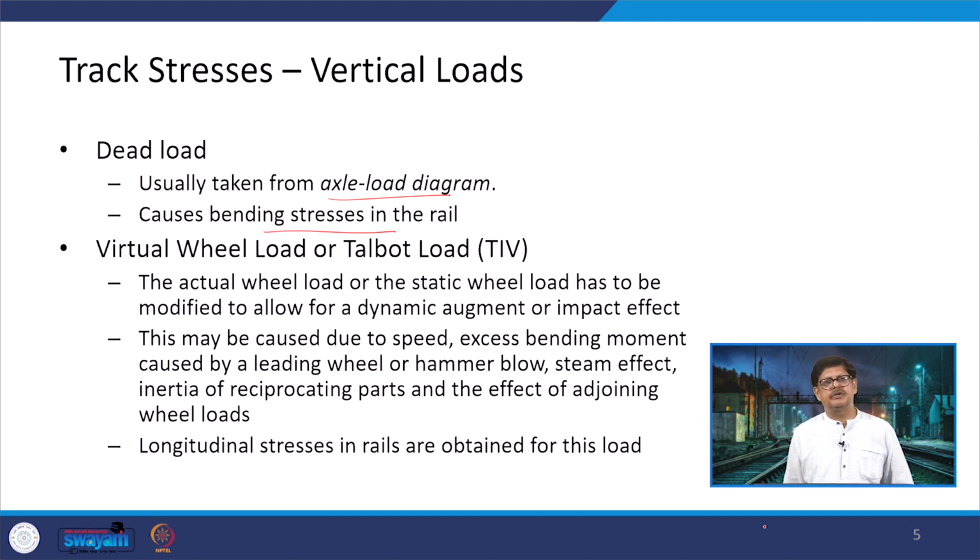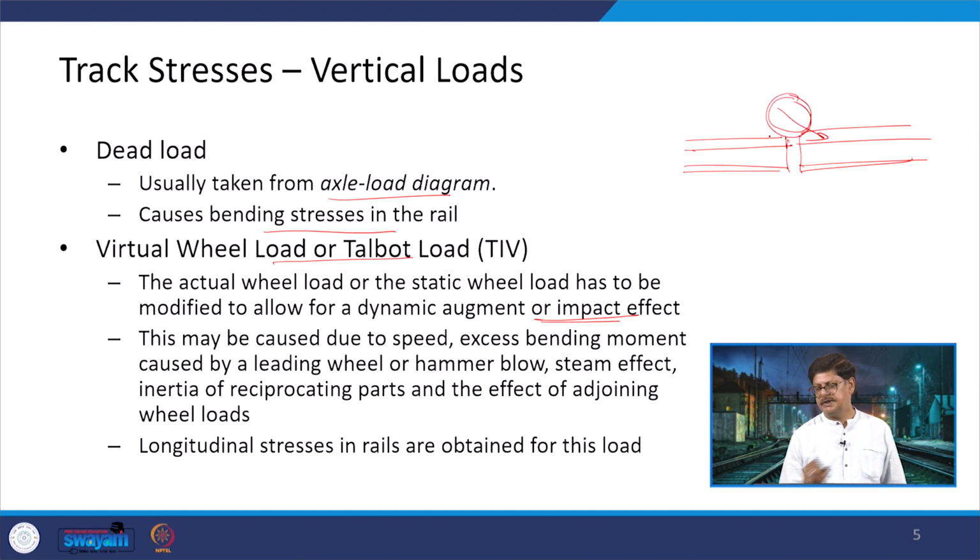The other thing is the virtual wheel load or the hammer blow load, which is basically a dynamic augmentation here. Now, what is this dynamic augmentation? It is the actual wheel load, or the static wheel load, that has to be modified to allow a dynamic augment or impact effect. Now, there is an impact effect in terms of the joints. So, there is a rail joint and then if the wheel comes here, it has an impact at this point.